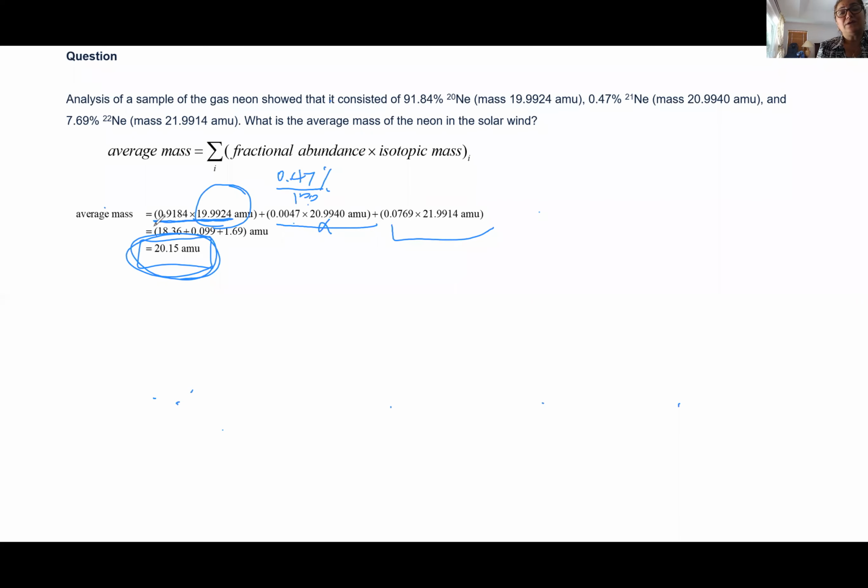So when you are calculating the final answer, it should fall between the lowest mass of the isotope and the highest mass of the isotope. The highest mass of isotope was 21.99, and the lowest mass of isotope was 19.99. So the final answer should fall between these two numbers. Your final answer should be closer to the one with the greatest fractional abundance. And since 19.99 is greater in abundance, the final answer should be closer to 20 and not to 22.